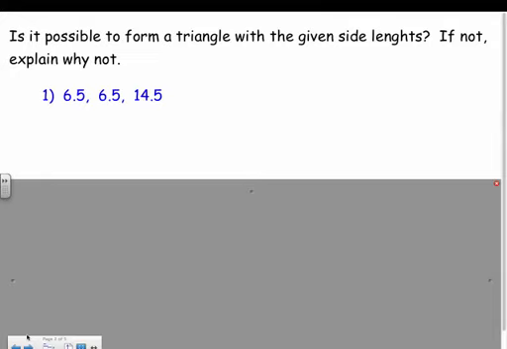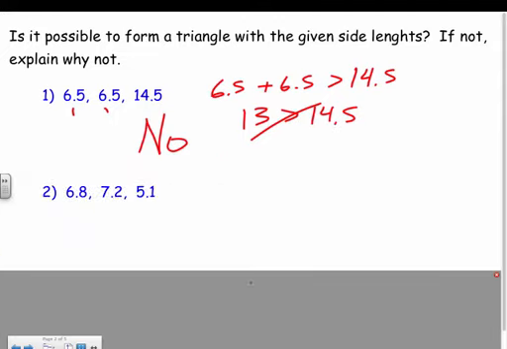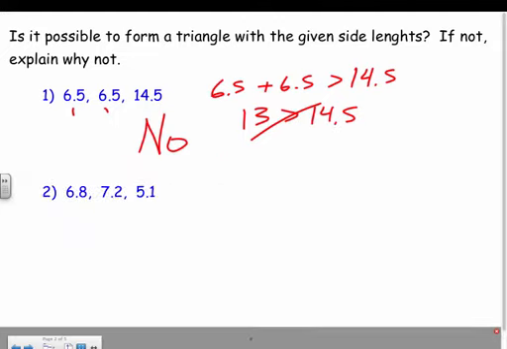So let's use that. Could I form a triangle given the side lengths here? If not, explain why or why not. Basically, I could look at every single one of those cases to see if two sides added together are bigger than the third side. But really, the only case I need to look at is the two smallest. See if the two smallest, here and here, add up to be bigger than the third side. So 6.5 plus 6.5 is 13. Is that bigger than 14.5? No, it's not. So this would not make a triangle. I wouldn't be able to connect them all, because any two sides have to add up to be bigger than the third side.